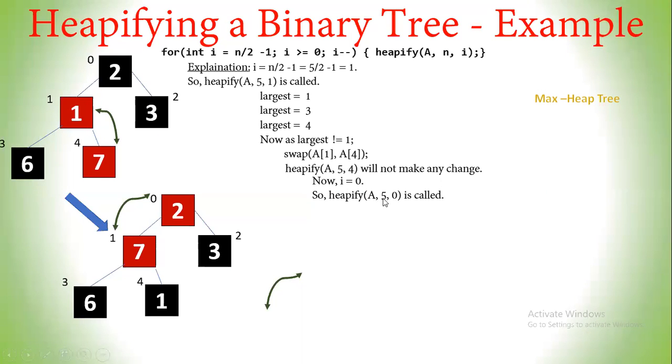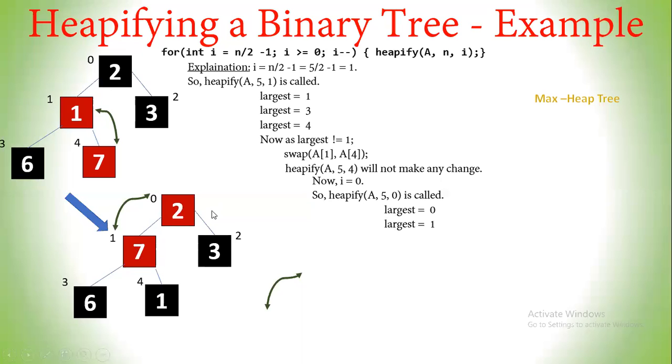So when A50 is called, 0 is less than 5 by 2, obviously. So largest will first be set to 0. Now I will not go to the previous slide and explain; you should have some understanding of how this heapify function works. It will check against the left child. Left child is 7 and the parent is 2, so the left child is greater than 2. The left child index is 1, so it will be set as the largest index. Largest index will now be 1.